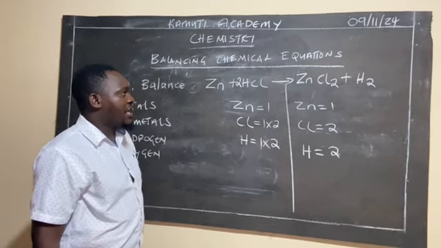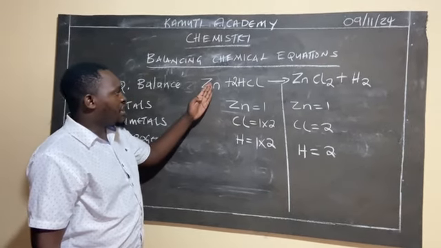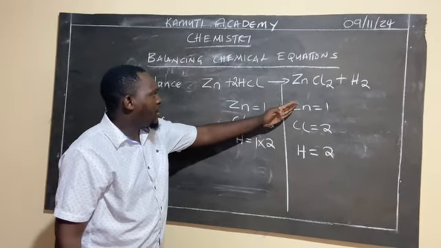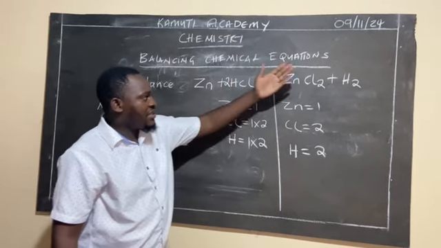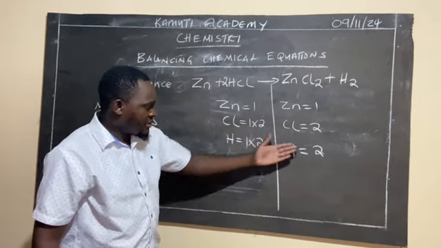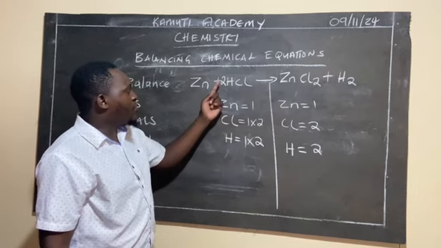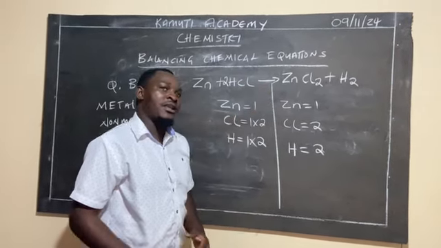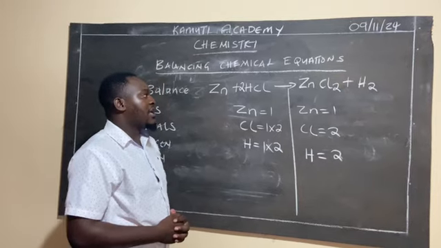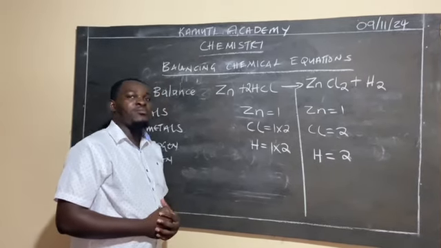Then we can counter check again. How many atoms of zinc? We have 1, 1. How many atoms of hydrogen? We've got 2 hydrogen. Even this side we've got 2 hydrogen. Same thing that we have here. Chlorine, we've got 2 atoms of chlorine. Then we also have 2 atoms of chlorine. In this way, the chemical equation has actually been balanced.